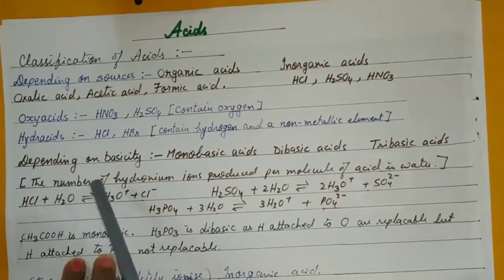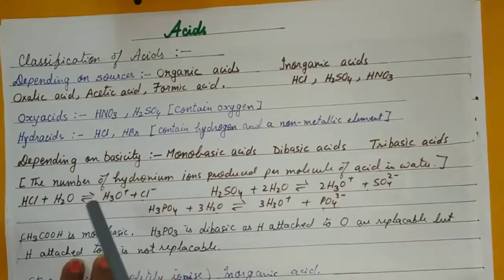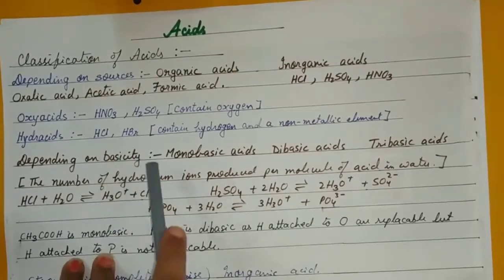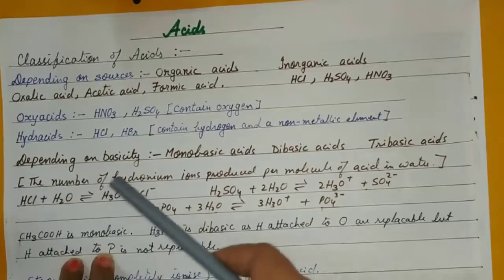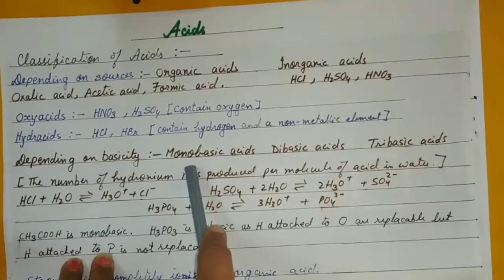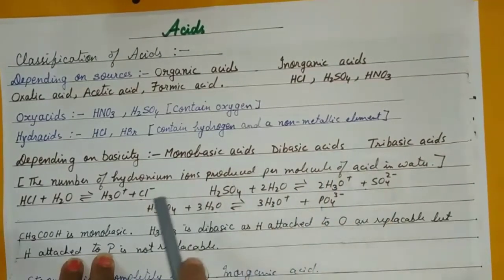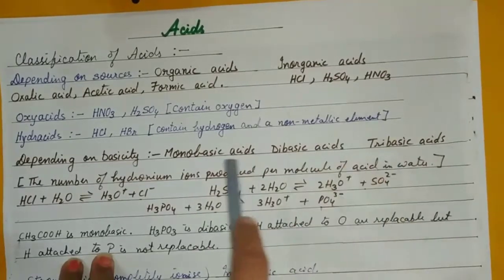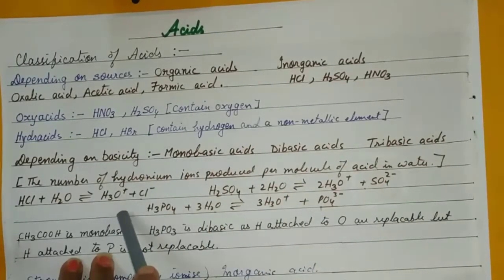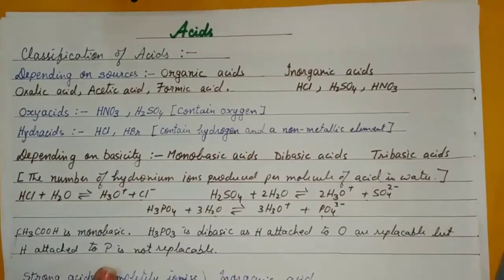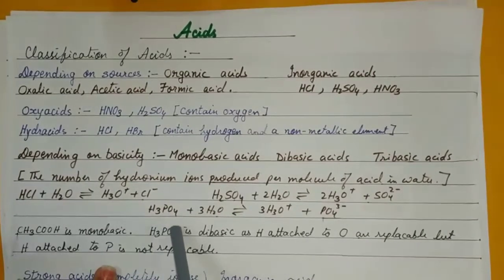Then depending upon the basicity. Basicity means the number of hydrogen ions, as we were talking about just now, produced per molecule of an acid in water. So when an acid is put in water, how many hydronium ions one molecule of acid results in talks about the basicity. So it can be monobasic, dibasic, tribasic, as in 1 hydronium ion, 2 hydronium ions and 3 hydronium ions. So 1 and 2 we discussed just now in the previous slide, HCl and sulfuric acid. They can be 3 also, tribasic, that is phosphoric acid.